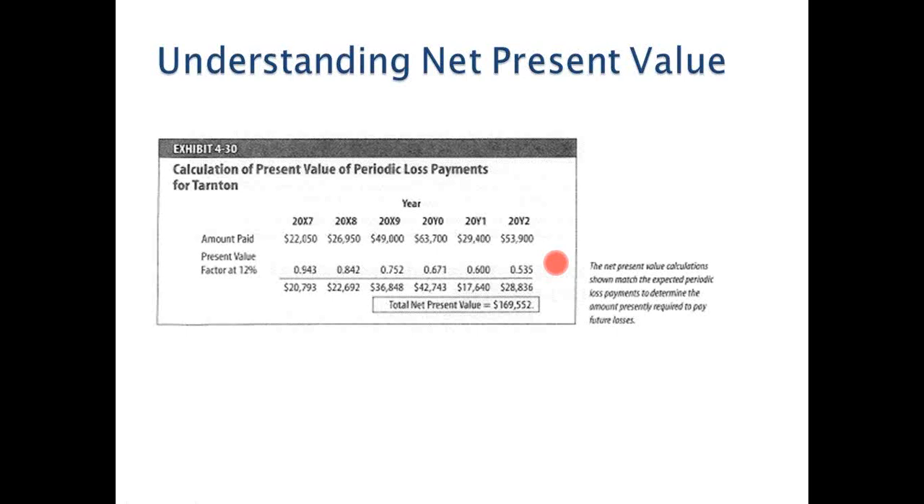So I'm sure that generated quite a few questions. These numbers, the 0.943, 0.842, are from ARM 54 on net present value. These are net present value tables of a dollar, what a dollar's worth, and you'd multiply 49,000 times this, and this is what you're going to get. So that's where those numbers are coming from. We're going to talk about that.